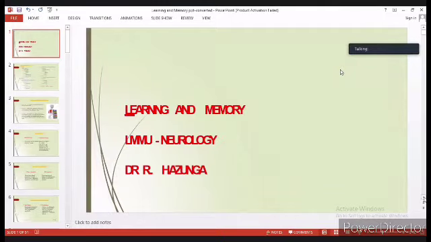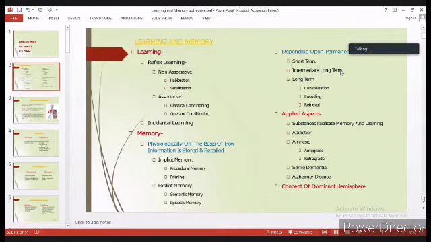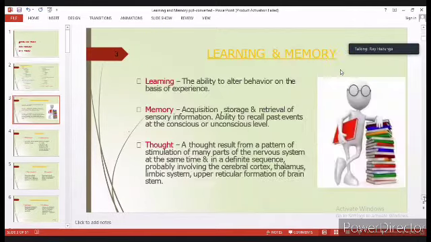All right, so learning and memory. Learning is just the ability to alter behavior on the basis of experience. So it's a day-to-day kind of scenario, and what you experience, you're able to learn. And then memory is just when you acquire a stimulus, then you store it, and then you're able to retrieve it. So it's a sequence of acquisition, storage, and retrieval.